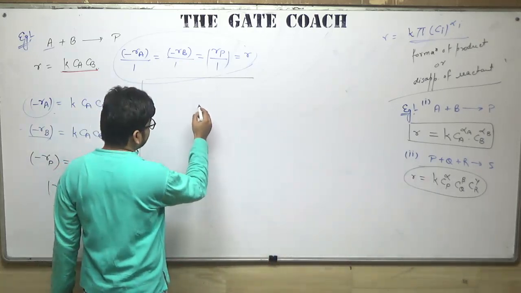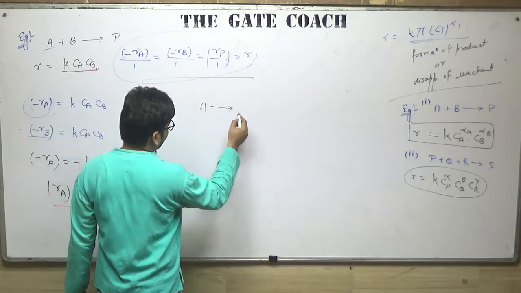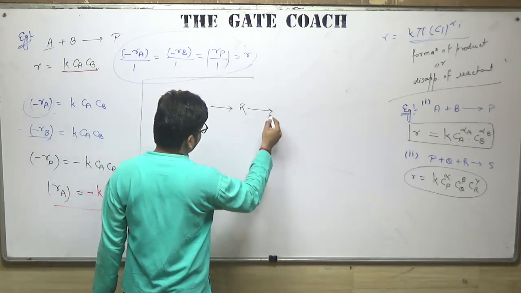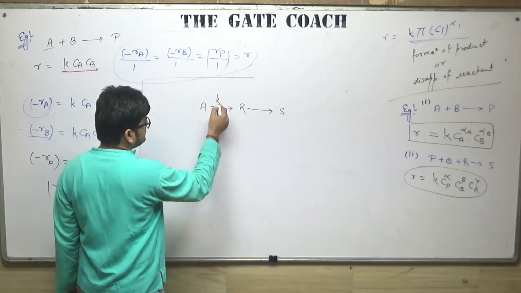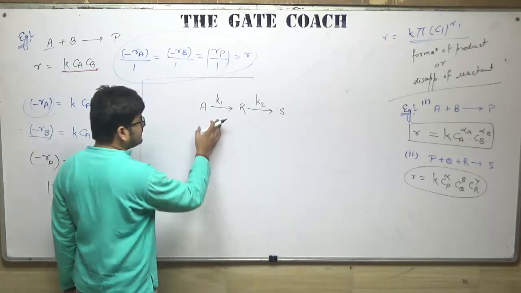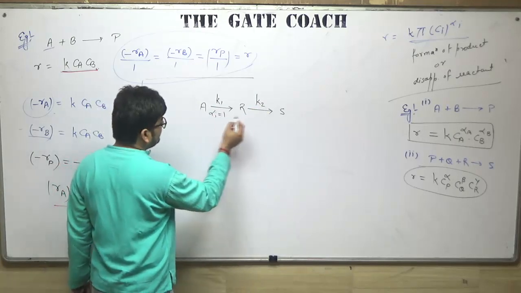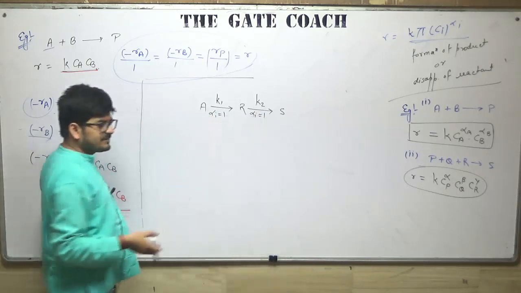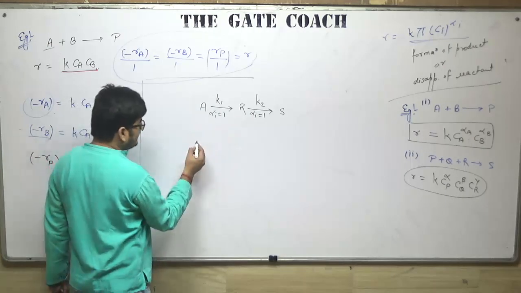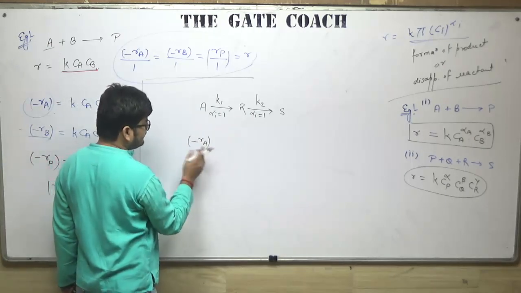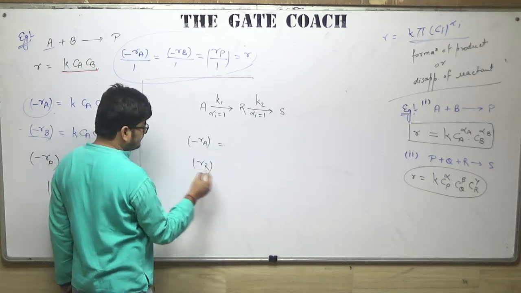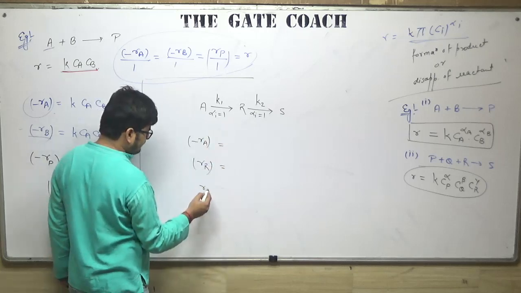Suppose I have some chemical reaction. A gives R and R gives S. For this step, rate constant is k1. For this step, rate constant is k2. The values of apparent order are 1, 1 in both the steps. So for this reaction, tell me what will be the rate in terms of disappearance of A, rate of reaction in terms of formation of R, rate of reaction in terms of formation of S.